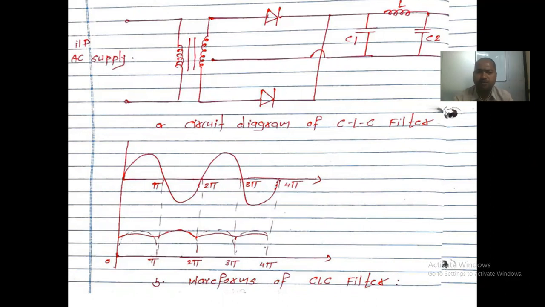Now, I'm explaining. The above figure shows the diagram of the CLC type of filter, right? CLC indicates capacitor, inductor, capacitor. See here, capacitor, inductor, capacitor type of filter. Why is it called a pi filter? Because the combination of CLC looks like the mathematical pi. That's why it is considered a pi type of filter.